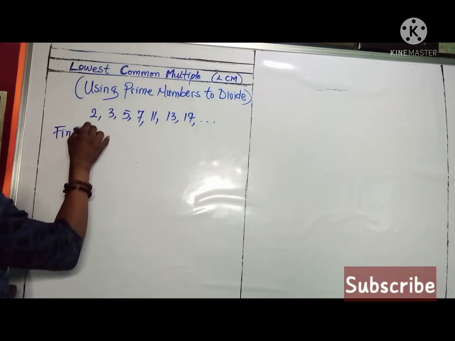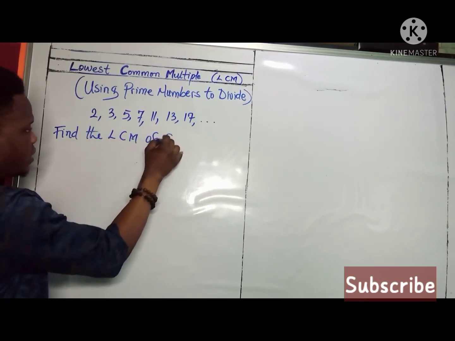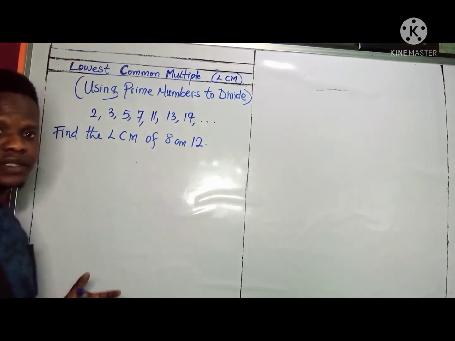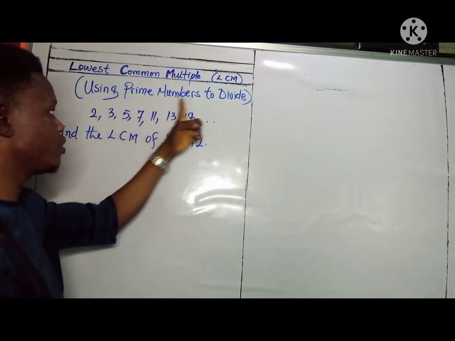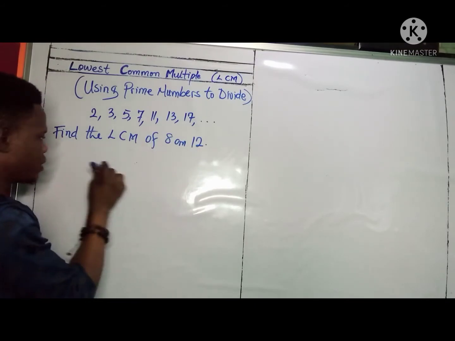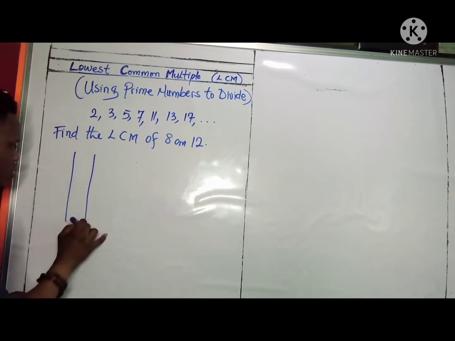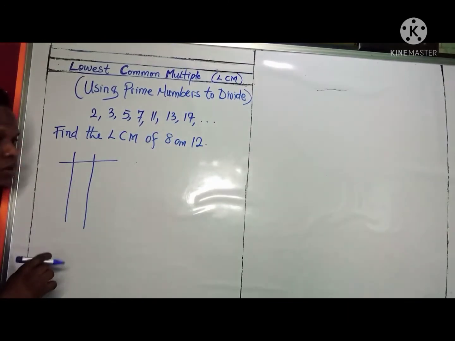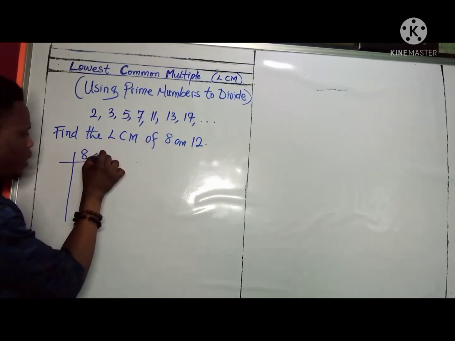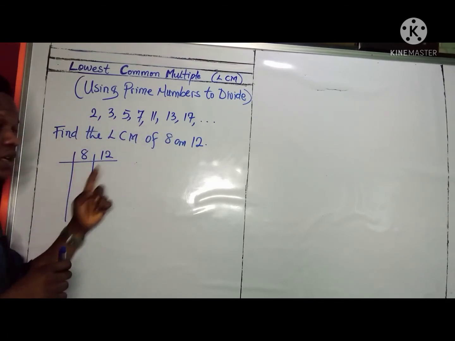Let us find the LCM of 8 and 12 using prime numbers to divide. The first thing you do, since we are dealing with two numbers, is draw two columns, the first one and the second one, and draw another line this way. You put 8 here and you put 12 here. We start using our prime numbers to divide 8 and 12.